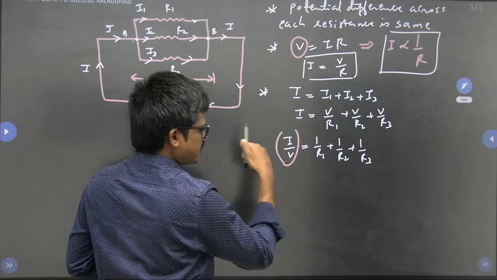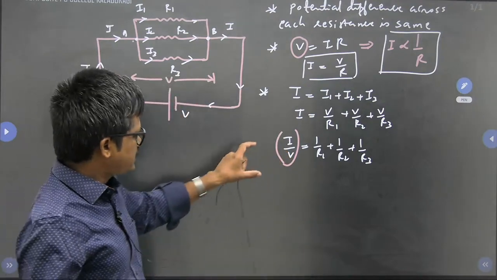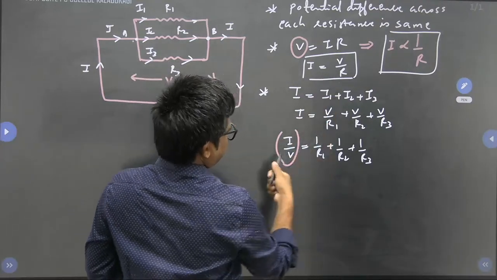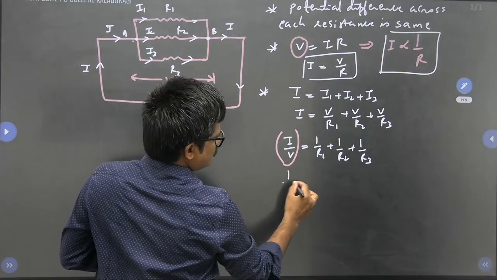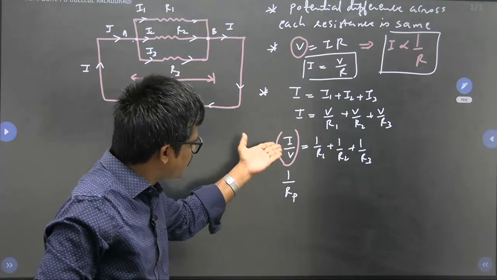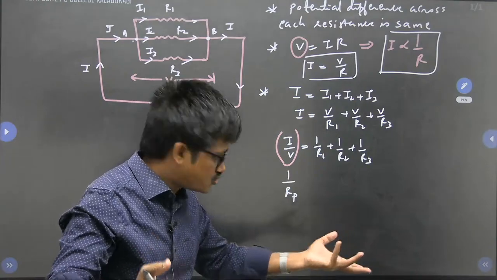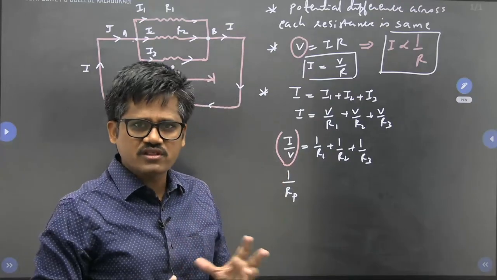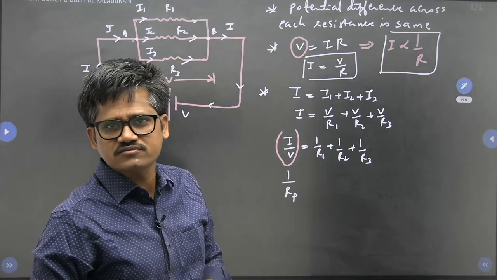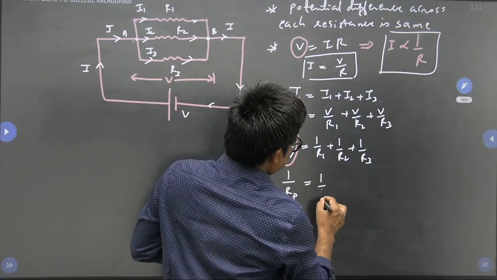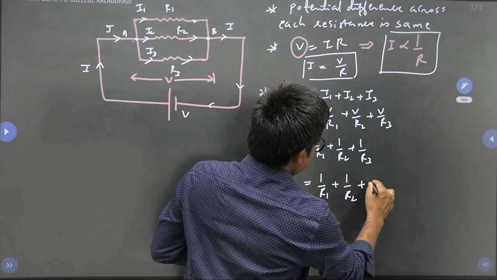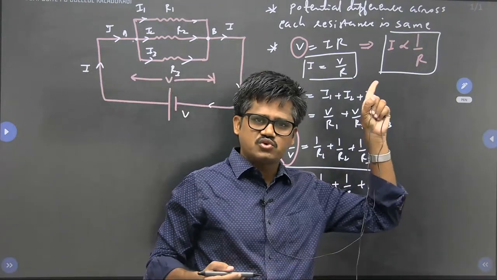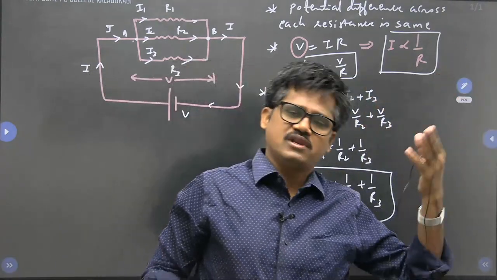So what is total current by total voltage? That will be the net resistance. I by V will be 1 by R. That R is the effective resistance, because total current and total voltage give you the total effective opposition. Earlier I told you, total current and total voltage always heads towards effective resistance. So 1 by Rp equals 1 by R1 plus 1 by R2 plus 1 by R3. This is for three resistors. For n resistors the combination goes on: plus 1 by R4, plus 1 by R5, like that.